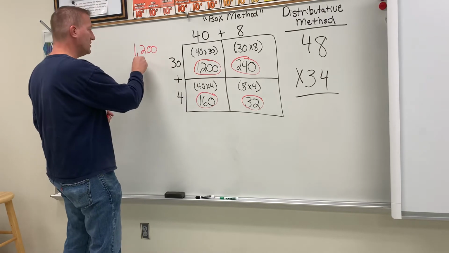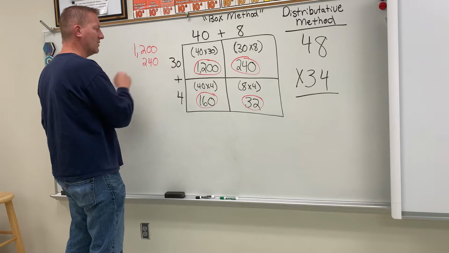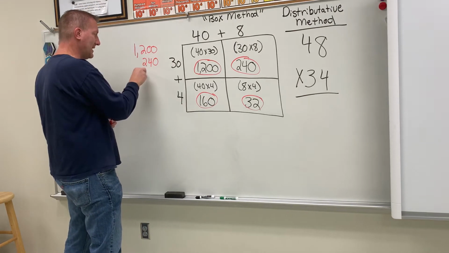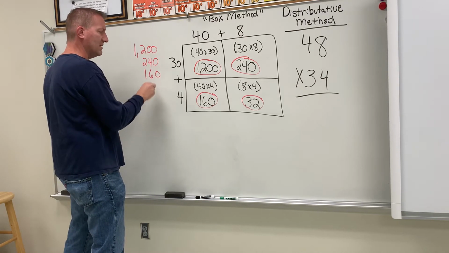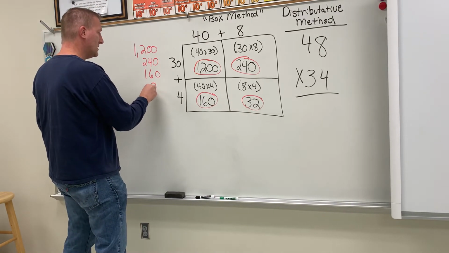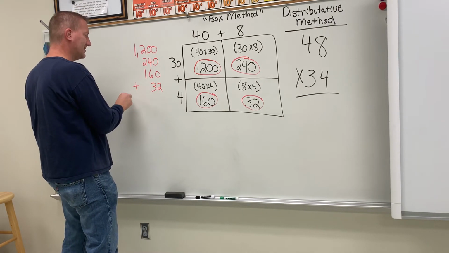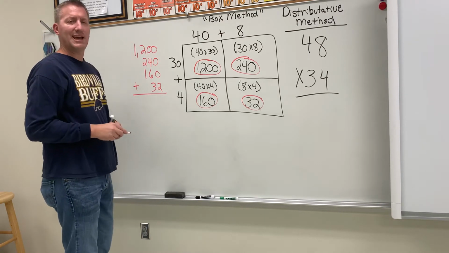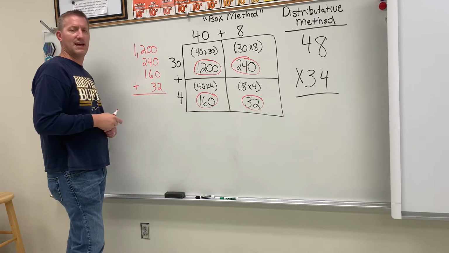So this one's 240, so I'm going to line it up in the hundreds place, then the tens, then the ones. This one is 160. So I'm going to line it, the 1 in the hundreds, the 6 in the tens, the 0 in the ones place. This one is 32. So I'm going to line a 3 in the tens place, a 2 in the ones place. I'm going to put my plus sign. Since it's addition, I can add up more than one number at a time. So I can add up all 4 of these at once.